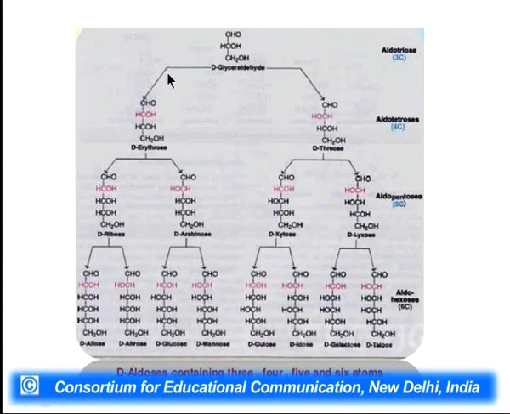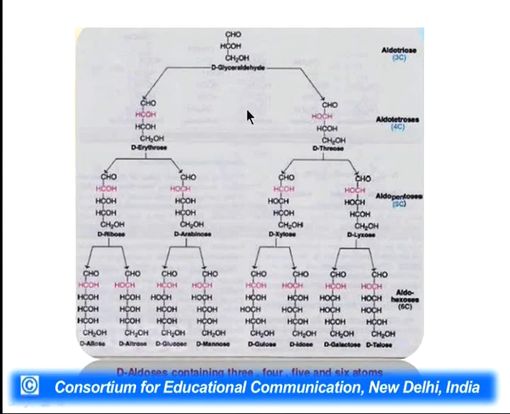Please see the direction of the arrow. The direction in which this arrow is pointing, we will add H on that side. That means here, the arrow is pointing on the left hand side. Since the arrow is pointing on the left hand side, hydrogen will be added on the left. Whereas if I look into the other structure, the arrow is pointing on the right hand side, hence H will be added on the right hand side. So we have now two tetroses, one is the erythrose, the other is the threose.